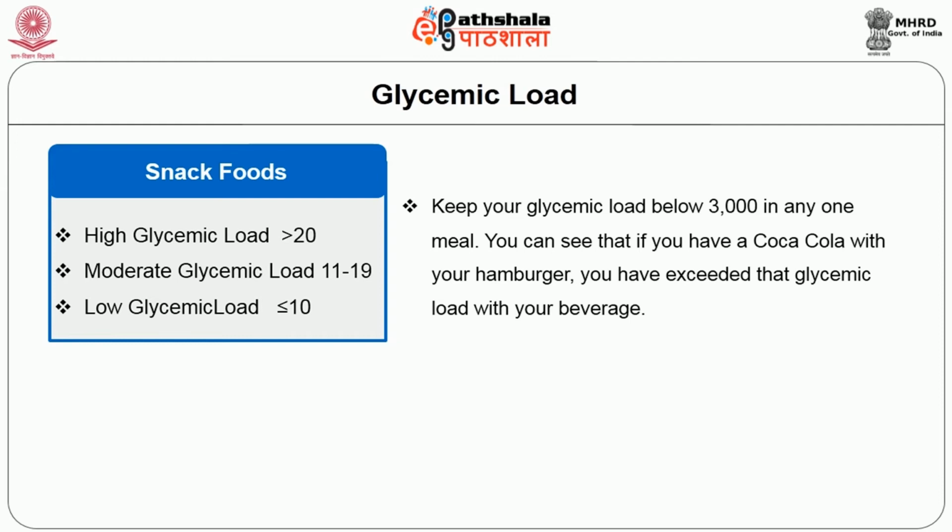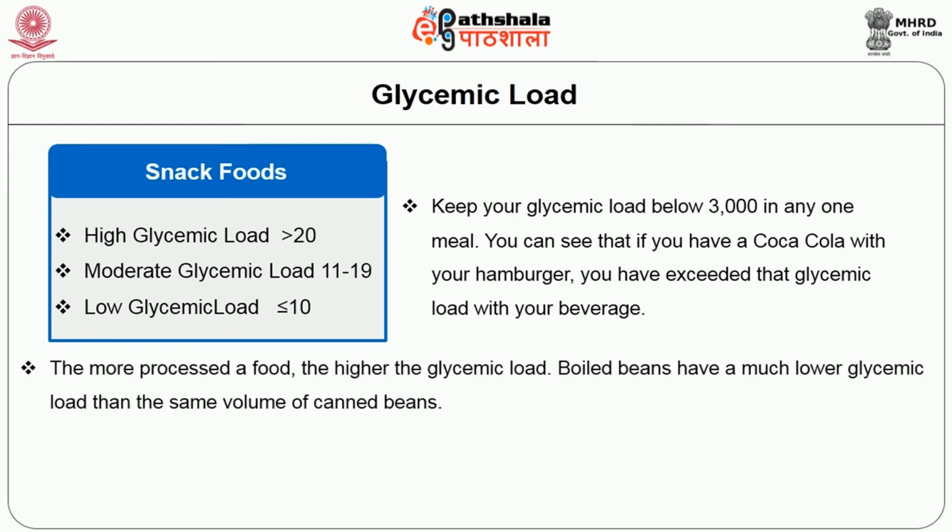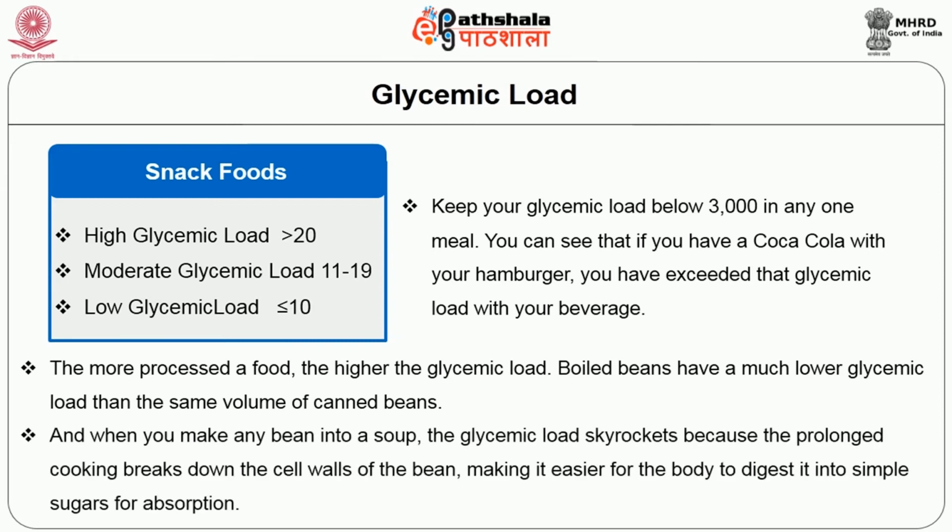You can see that if you have a Coca-Cola or any beverage, very rarely you have exceeded that glycemic load with your beverage alone. The more processed a food, the higher is the glycemic load. Boiled beans have much lower glycemic load than the same volume of canned beans. And when you make any bean into soup, the glycemic load skyrockets because the prolonged cooking breaks down the cell walls of the bean, making it easier for the body to digest it into simple sugars for absorption.